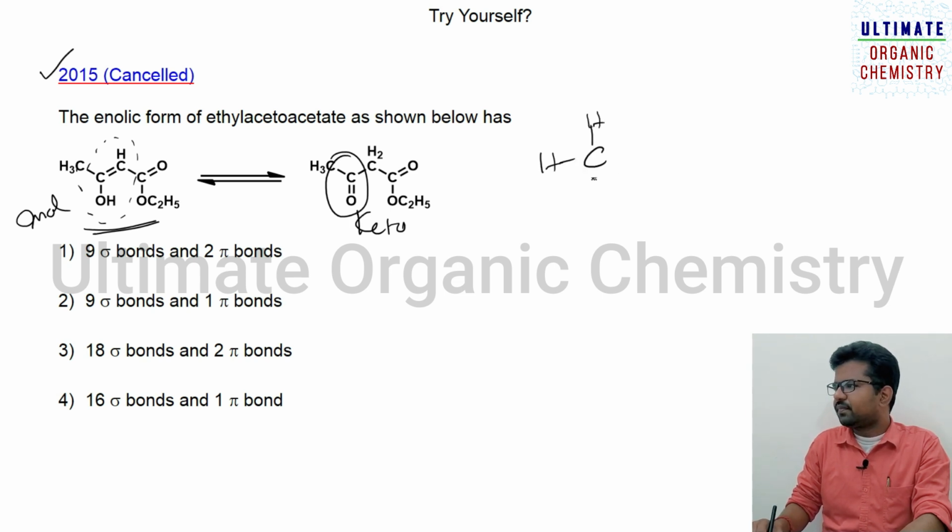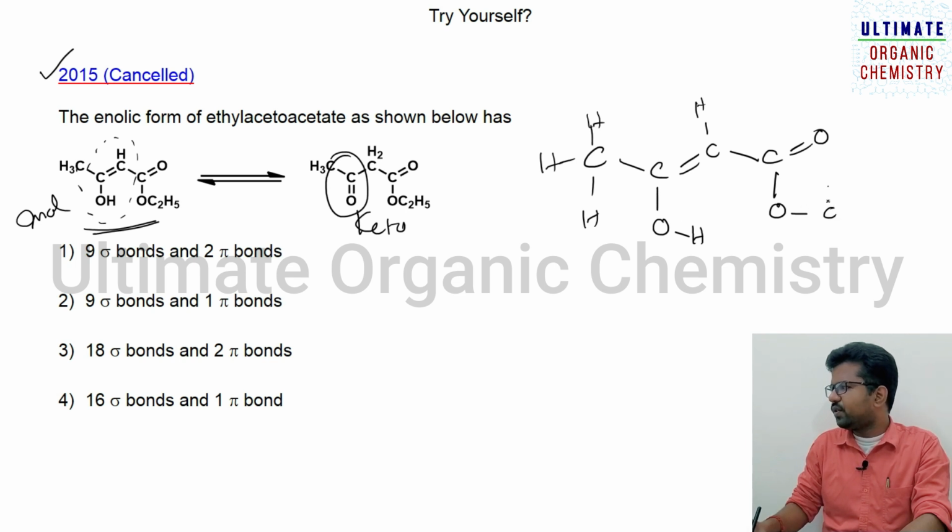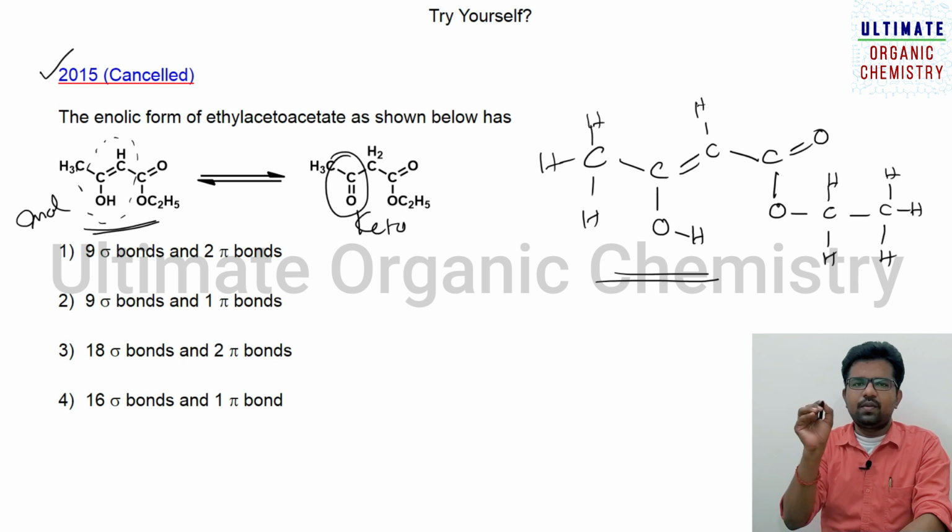CH3, single bond C, single bond O, single bond hydrogen. Here you have double bond C, single bond hydrogen, C, double bond O, O, single bond. Ethyl means CH2, CH3, we know that. Hydrogen, hydrogen, CH3. So this is the structure, and you are going to find out the answer and put it in the comment section.